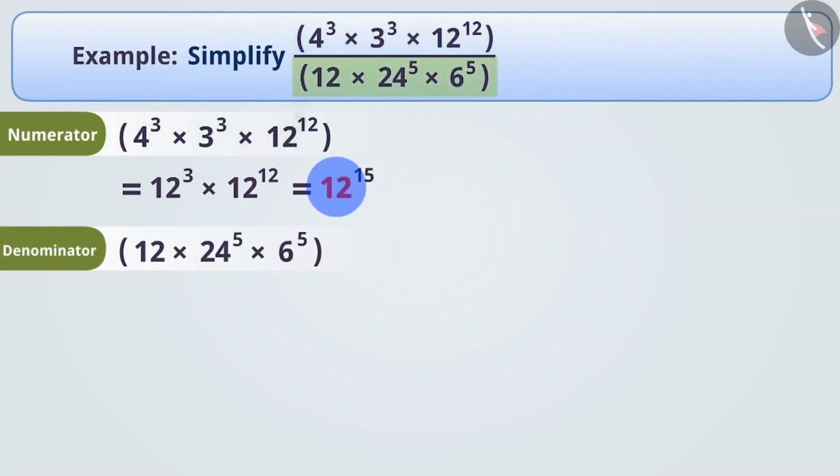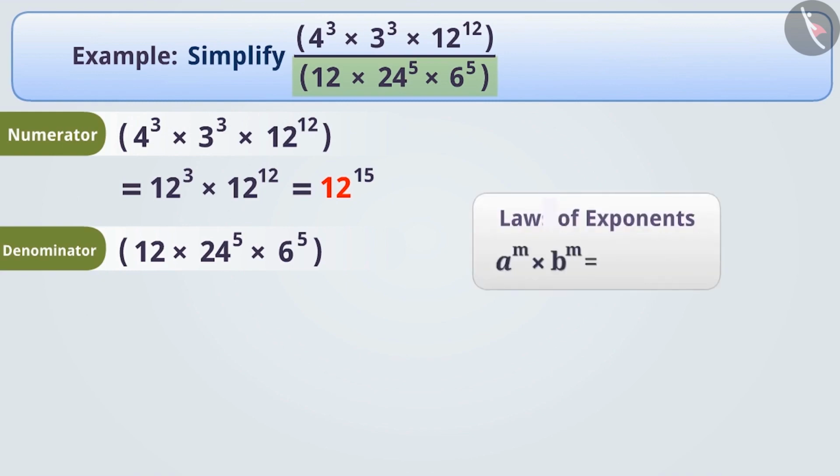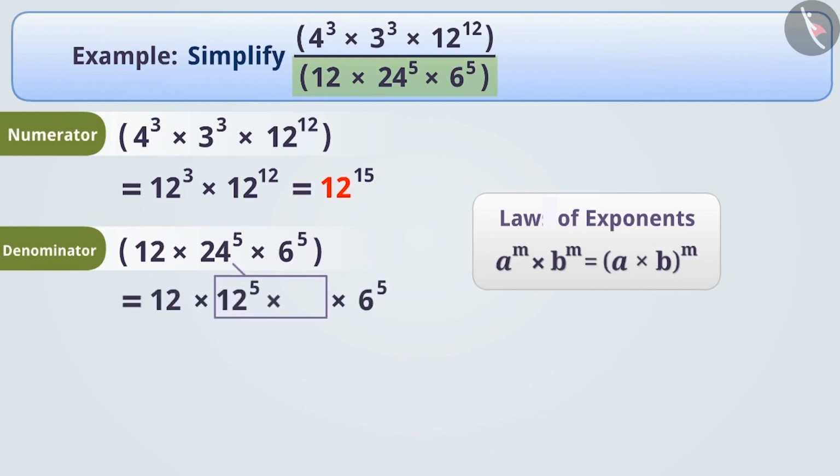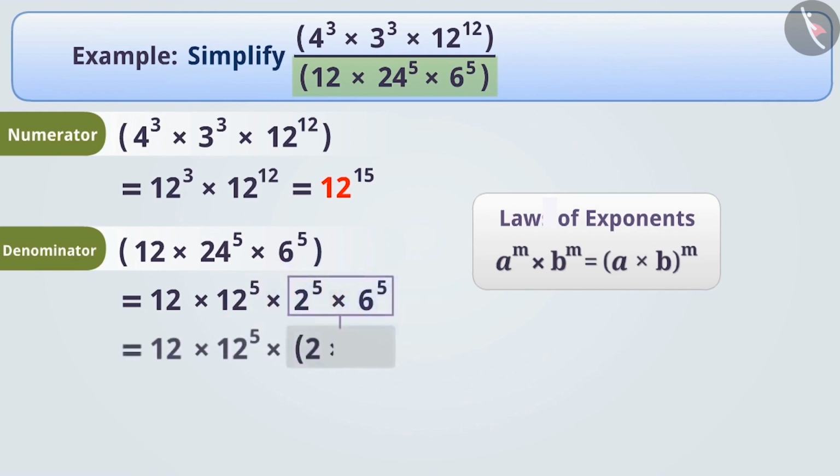Since we've expressed the numerator as base 12, we will try to express the denominator also as base 12. According to the law, a to the power of m into b to the power of m is equal to a into b to the power of m. We can write 24 to the power of 5 as 12 to the power of 5 into 2 to the power of 5. Using the same law, we can write 2 to the power of 5 into 6 to the power of 5 as 2 into 6 the whole power 5, that is 12 to the power of 5.